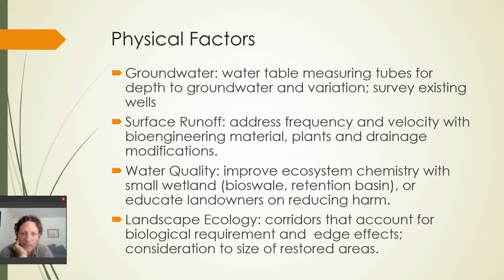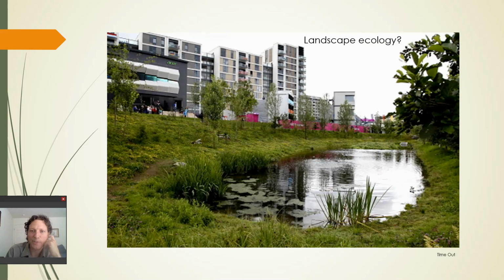Water quality. This, of course, is the chemistry of the water and making sure that it's not harmful to either the immediate ecosystem or users and organisms downstream. And then lastly, landscape ecology. This is the concept of corridors connecting habitats, and that brings me to the next slide.